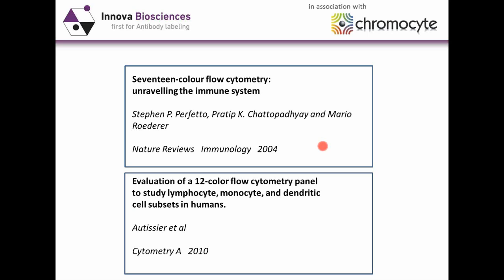Finding references more recently that are using multicolor flow cytometry for 9, 10, 11 or 12 colors is actually now relatively straightforward. And I've just chosen one particular one here from Altissier et al. Again, talking about dissecting human cell subsets using 12-color flow cytometry. A lot of the modern instruments that Graham showed earlier in the talk have the ability certainly to go up to 9 and 10 colors as benchtop machines.